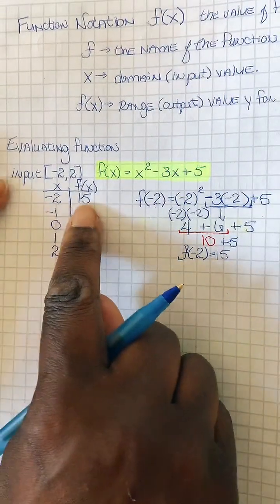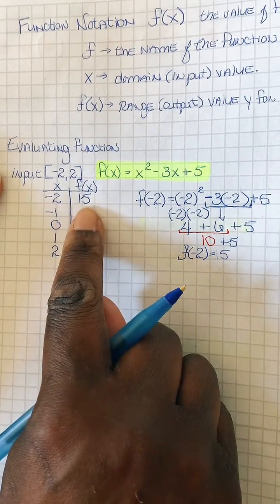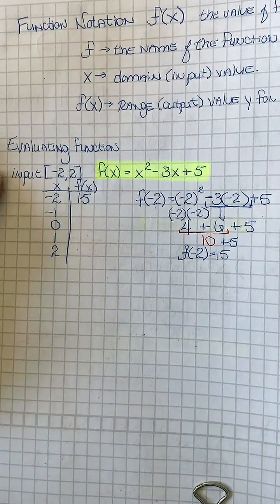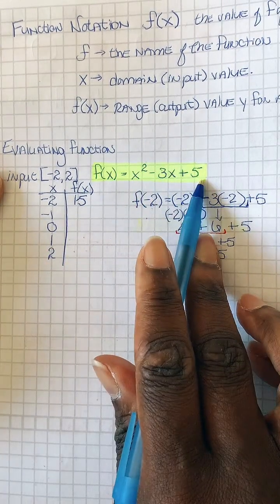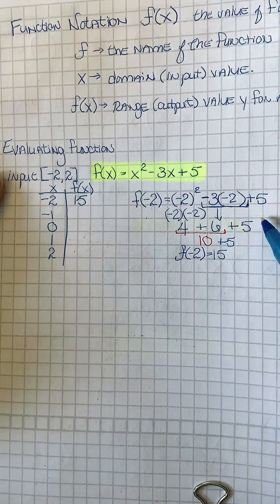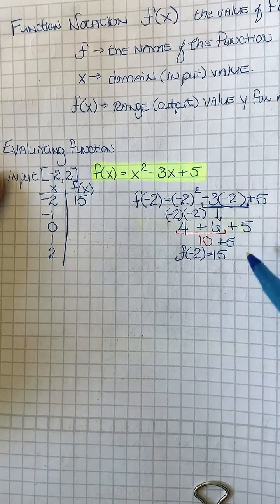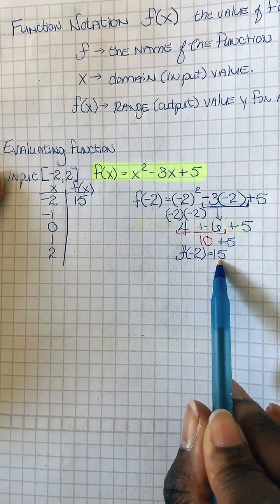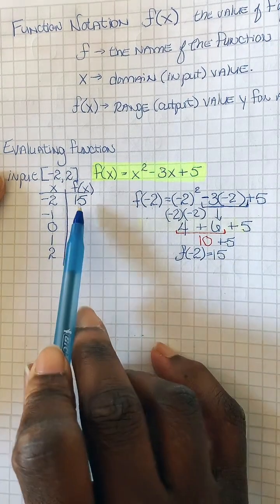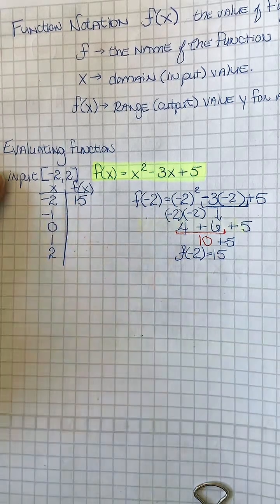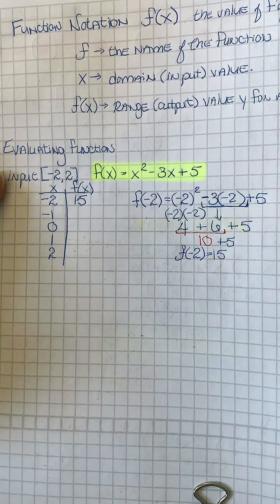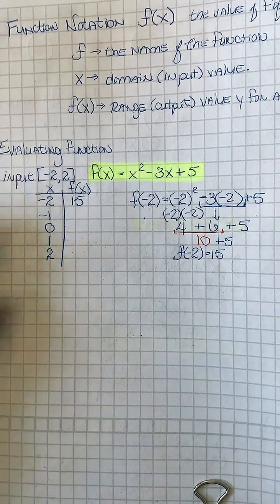You just found an ordered pair, guys. That's what you just did. You put the input into the function. You do your multiplication and combining like terms. The output, or the answer that you get, is going to be the y value of your ordered pair. All right? So let's do the rest.